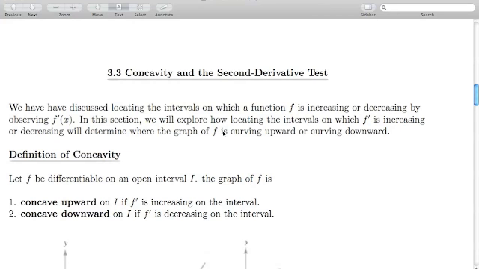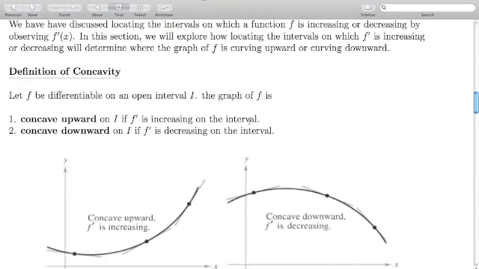In this section, we're going to explore how locating the intervals on which f prime is increasing or decreasing will determine where the graph of f is either curving up or curving downward. Okay. So there's a slight shift there, a slight tweak, but if you watch, you'll catch it. So let's do a definition of concavity. Let f be a differentiable function on an interval I. Then the graph of f is going to be concave up on I if f prime is increasing on the interval. And it's going to be concave down on I if f prime is decreasing on the interval.